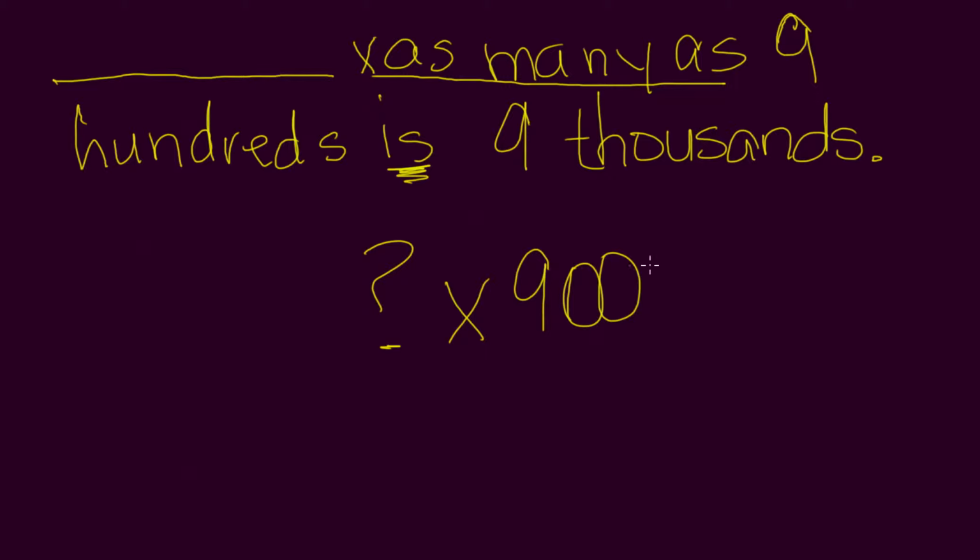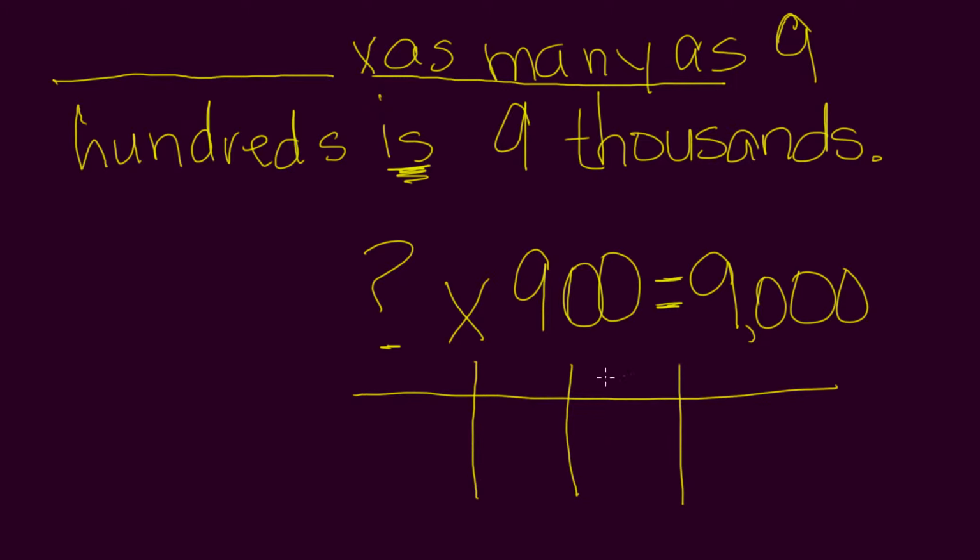Is, the equal sign. Equals 9 thousands. That looks like that in standard form. So 900, something times 900 has to give you 9,000. So if you are, again, on your place value chart, here's hundreds. You have 9 of those.